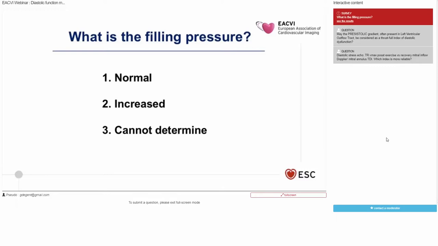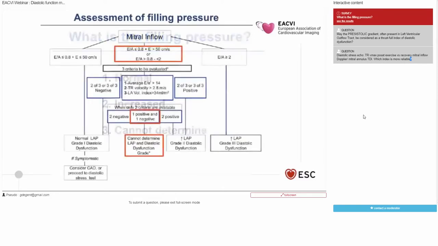The response was that normal was assumed to be the case from 26%, increased filling pressure by 29%, and they cannot determine by 43%. Okay. And maybe comment right away, Professor Pesco. Yes, indeed. So if you go by the algorithm, we are in the middle of this diagram because E over A was between 0.8 and 2 here.